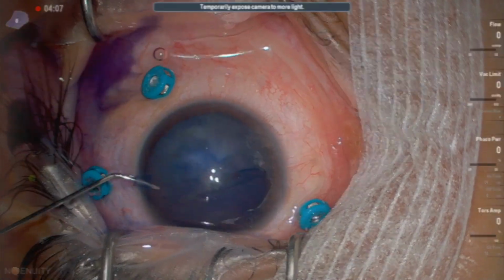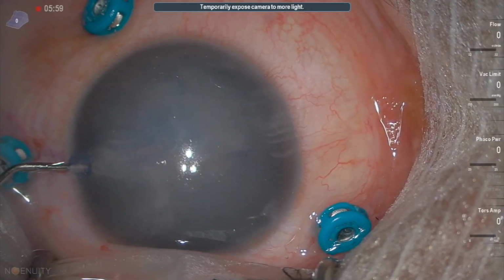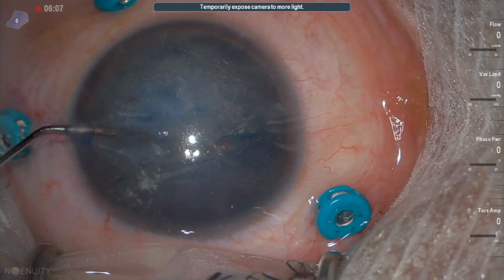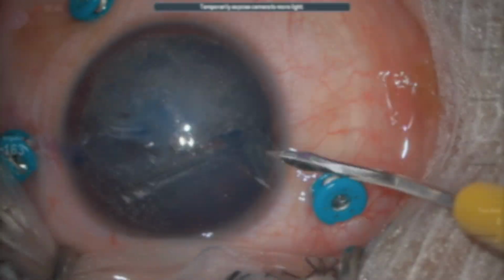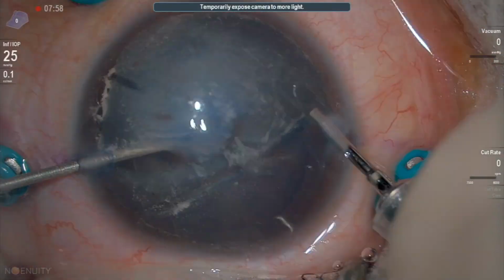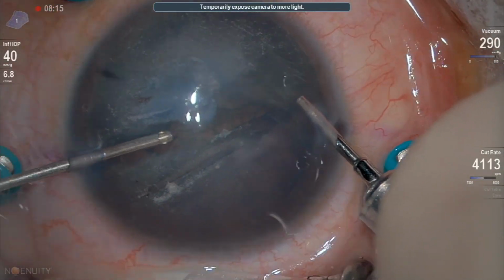We're staining with trypan blue to look at the capsular defect, followed by triamcinolone staining to see the vitreous. We identify a big anterior capsular defect inferiorly, as well as a sheet of vitreous prolapsing into the anterior chamber.